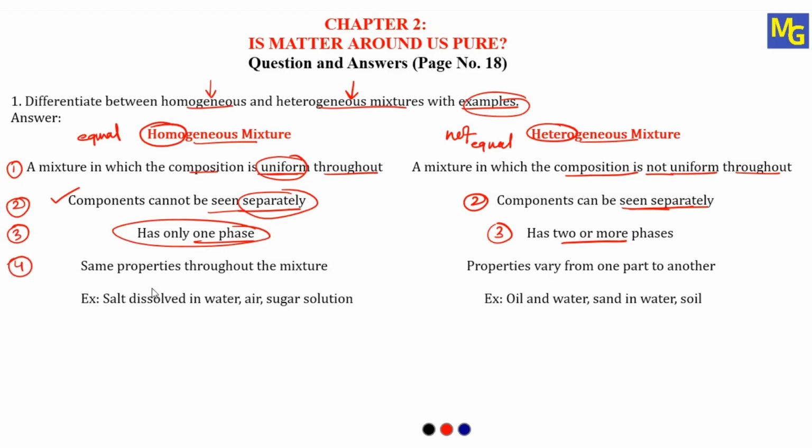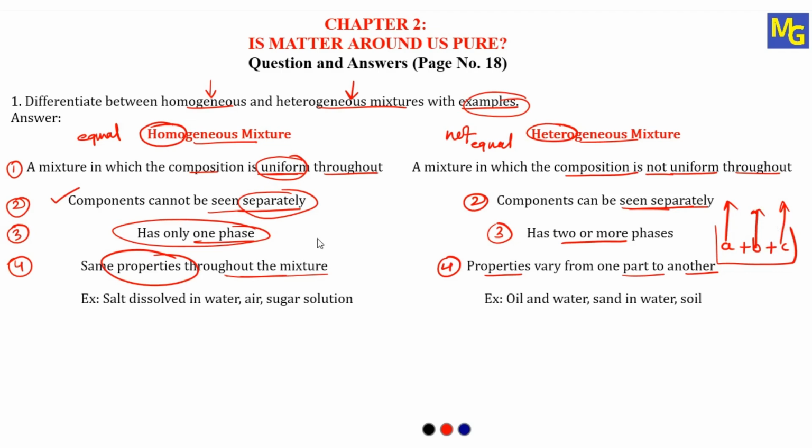The next difference, that is the fourth one, same properties throughout the mixture. Because it is completely mixed, because it is uniform, once the mixture is formed, the properties will remain the same throughout the mixture. But in heterogeneous, all the components are not mixing. The composition is not uniform. We can easily see all the components separately, and therefore properties vary from one part to another part. If you mix, say, A plus B plus C, three components, in this mixture we can easily see the properties of A, the properties of B, and even the properties of C.